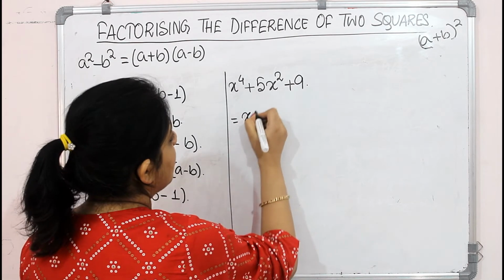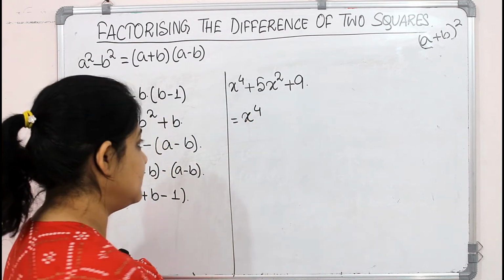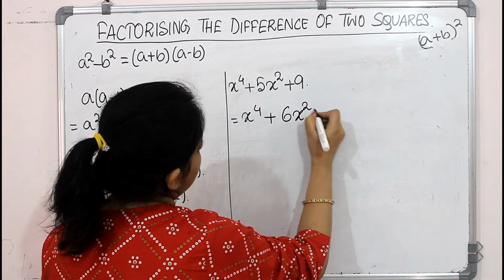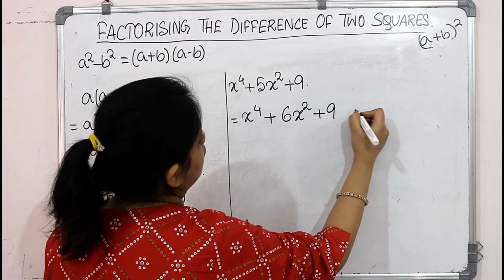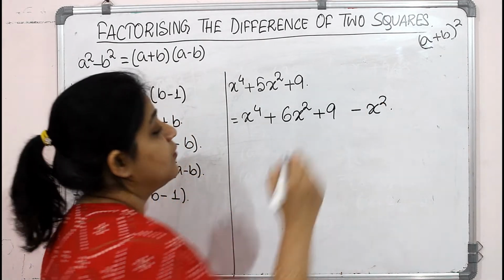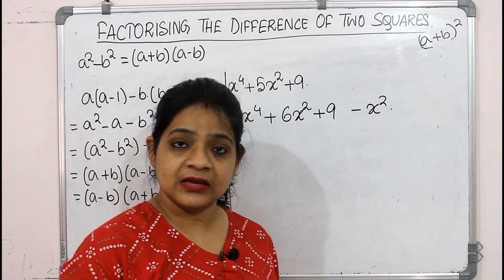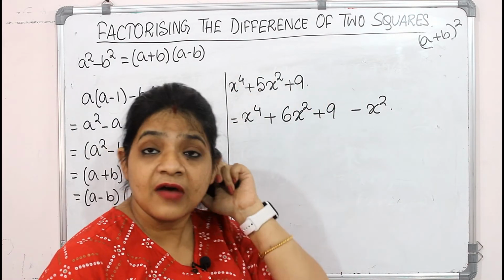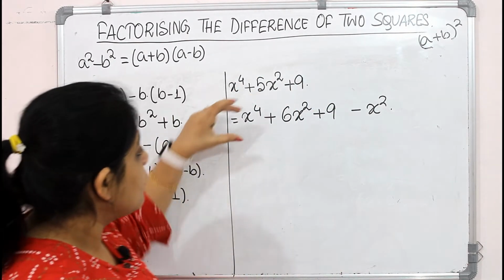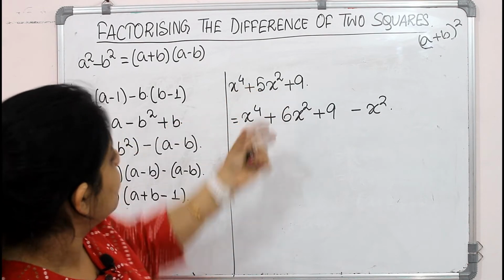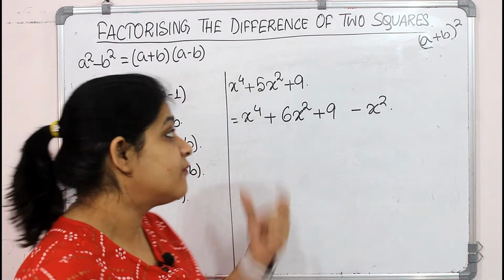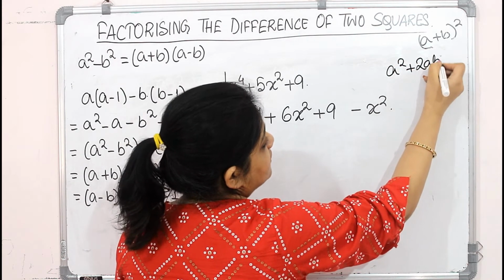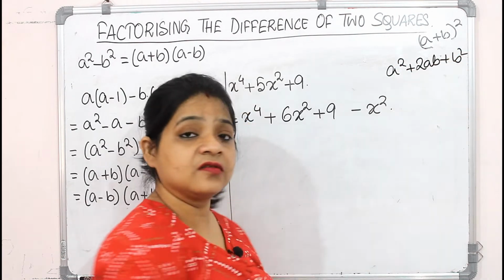Okay, so x to the power of 4 we can write as it is, plus 6x square plus 9 if we do, and minus x square if we write. Is it correct? 6x square minus x square makes 5x square, isn't it? And now if you see this particular term, this will make a perfect square since it is of the form of a square plus twice ab plus b square, right?